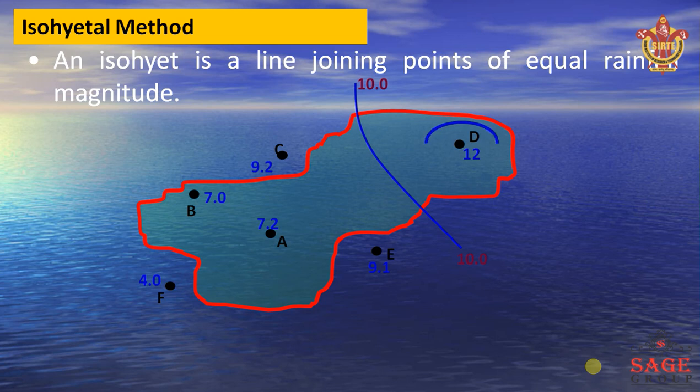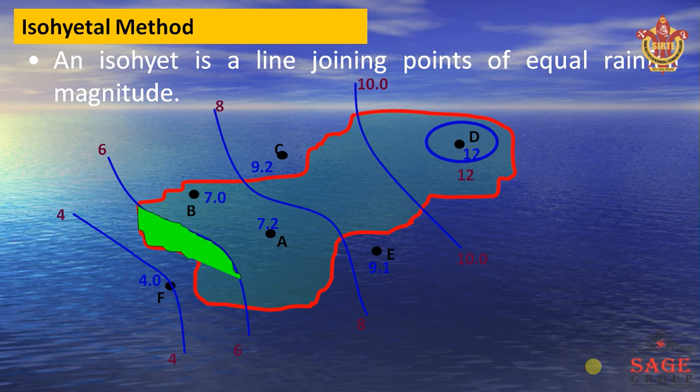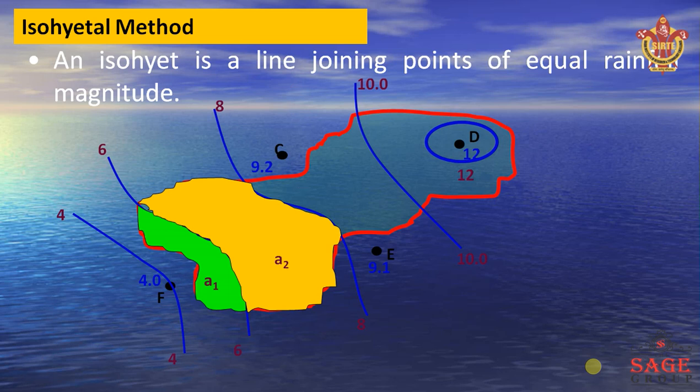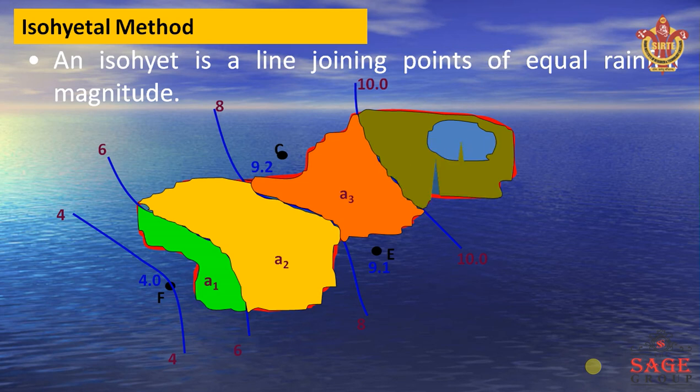Similarly, we have drawn lines of magnitude 8, isohyet of 6, isohyet of 12, and isohyet of 4. Now we find the area enclosed between the isohyets. Let this be area 1. The area enclosed between the 6 isohyet and the 8 isohyet is area 2, the area enclosed between the isohyets of 8 and 10 is area 3, and the areas enclosed by the isohyet 10 are area 4 and area 5.